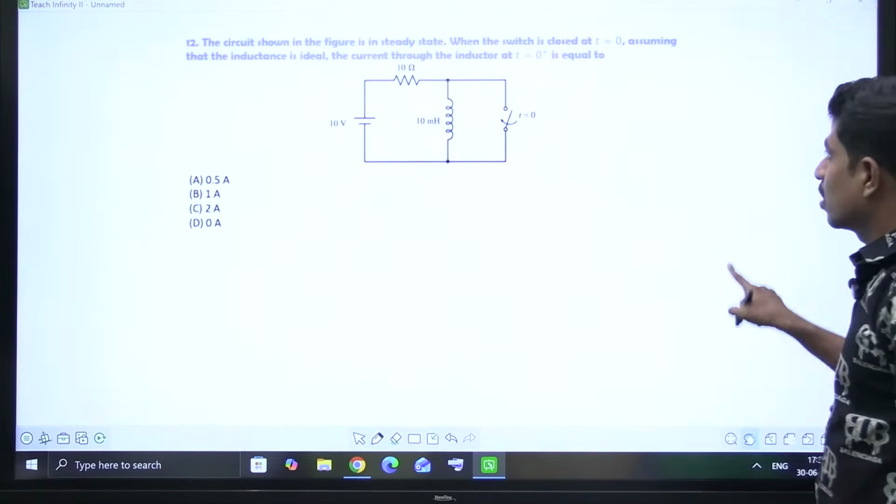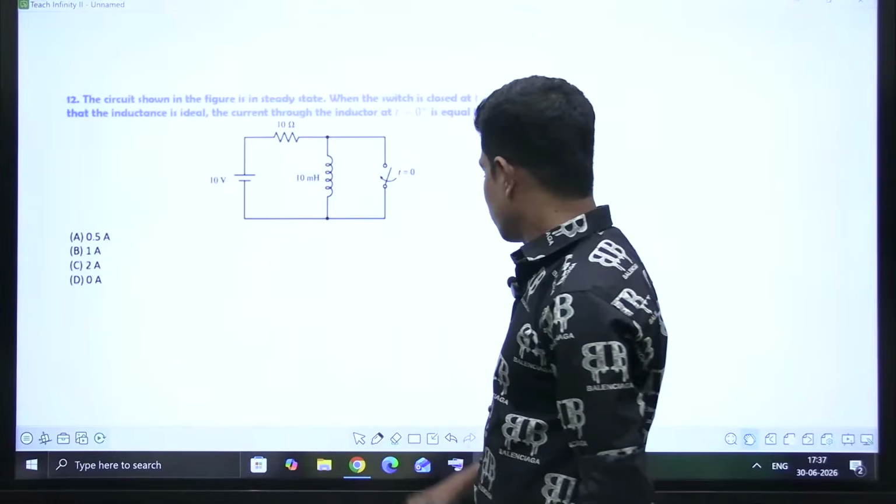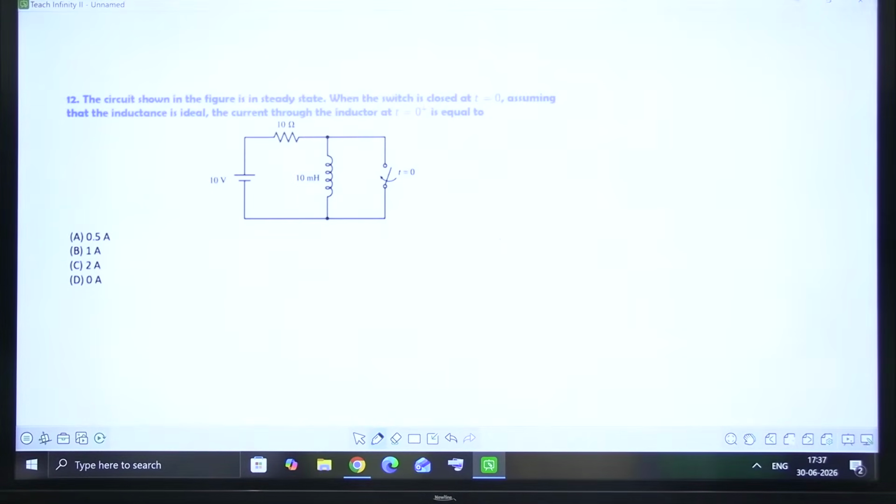Now answer this question, please. Try it. All of you try to answer that question. What is saying in the circuit shown in the figure is okay. The circuit shown in the figure is in steady state. Steady state without closing the switch means before t is equal to 0, switch was open. Now at t is equal to 0, that fellow is closing the switch out of his own interest. We are least bothered for that. That is his interest.